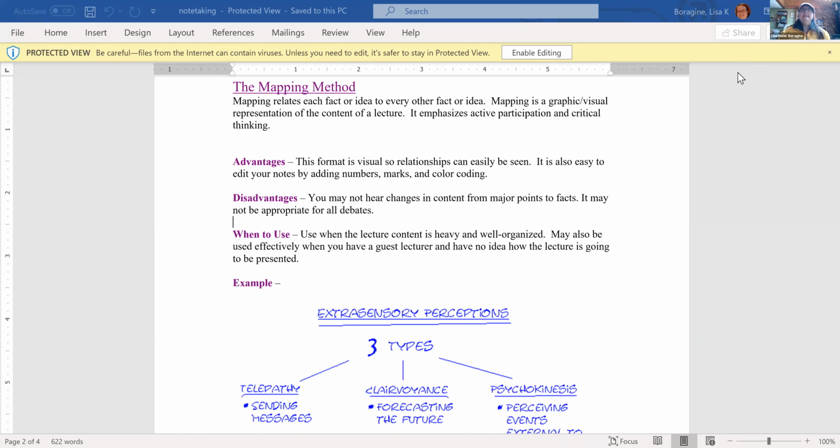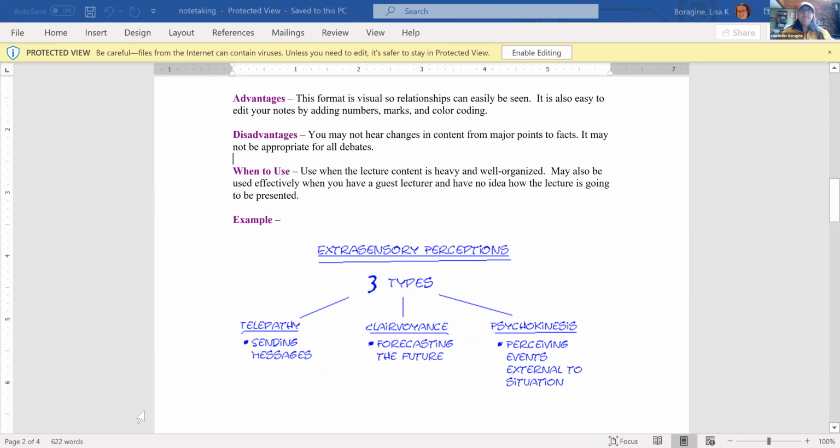And this is where they relate each fact and idea to other facts and ideas. It's a very graphic or visual way to do it. It's hard to do with a typewriter. You'd have to do this with paper and pen, right? So here's an example. It's visual, it's easy to see the relationship.